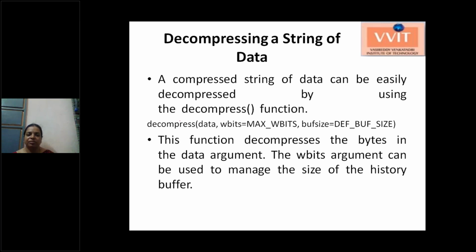Here are the arguments for the decompress function. Data is the compressed data. Window bits is the maximum window bits that are allowed for the compression, and buffer size. While compressing data, it needs to store the previous data in a buffer. For that, the buffer size is given.